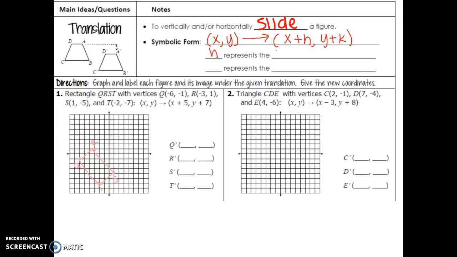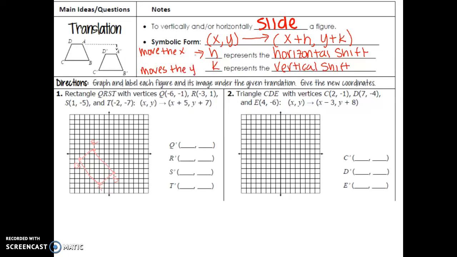The h here is going to represent the horizontal shift, and this number here is going to move the x. Our k represents the vertical shift, and that of course is going to move the y. So it moves the x coordinate, and moves the y coordinate.